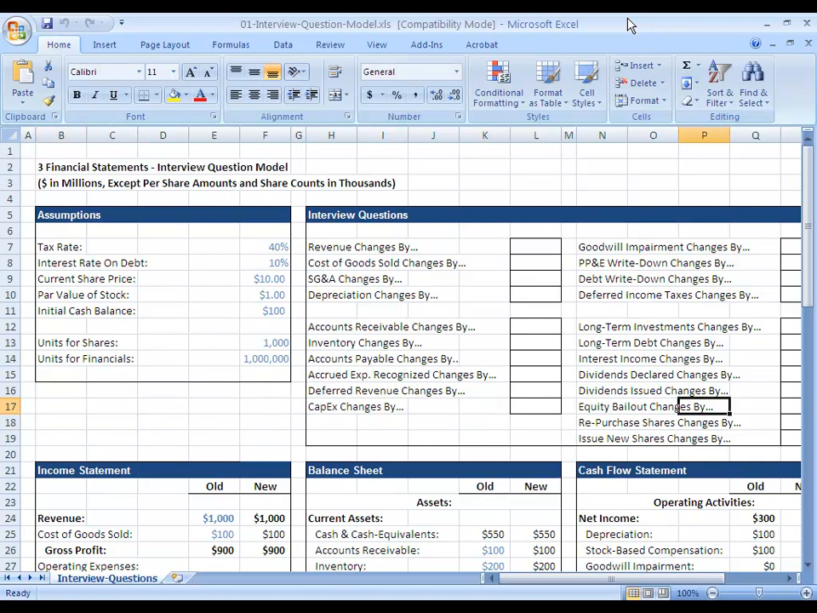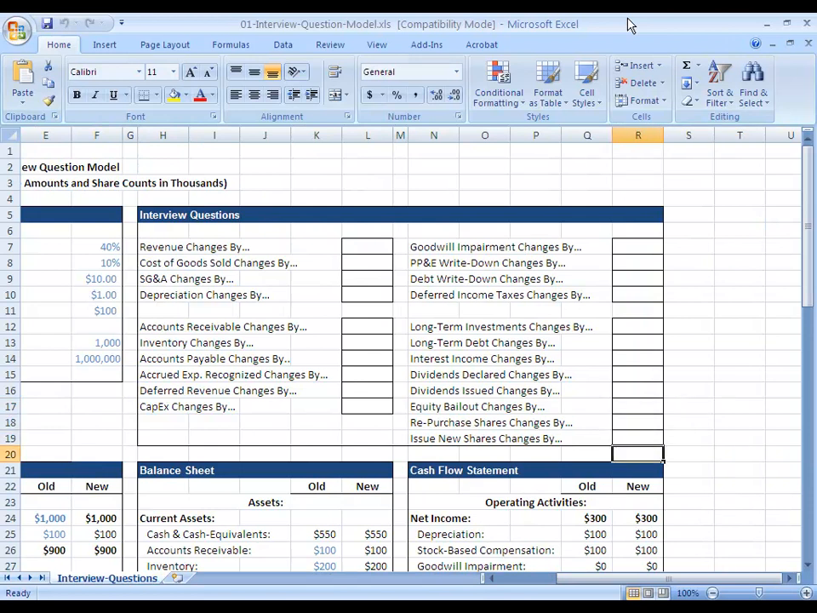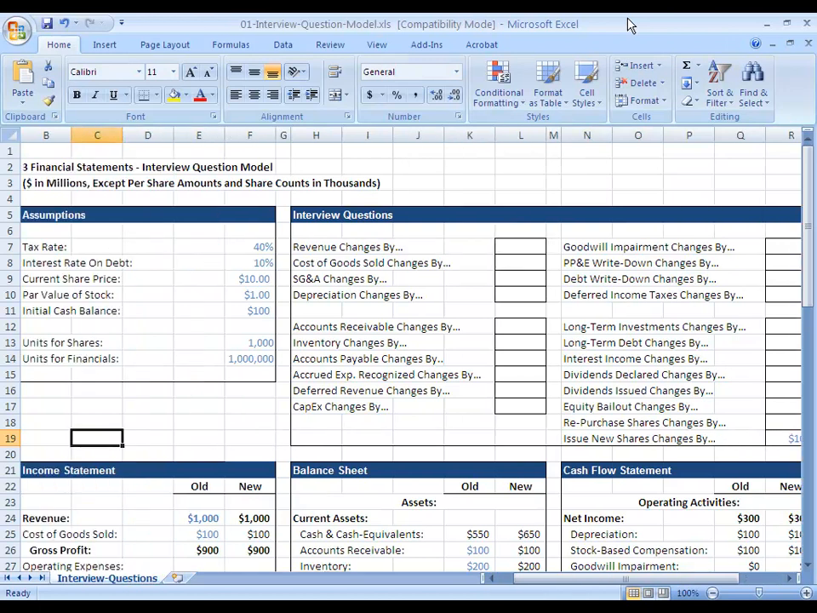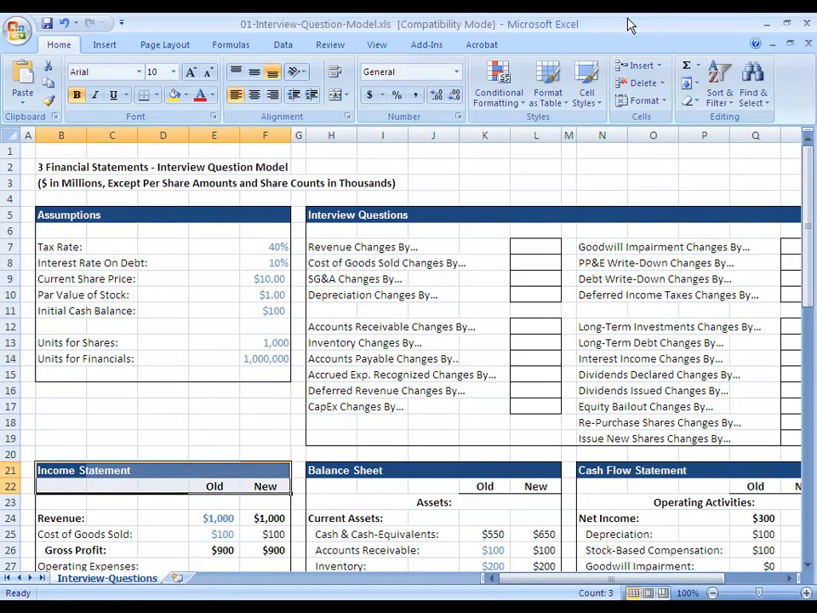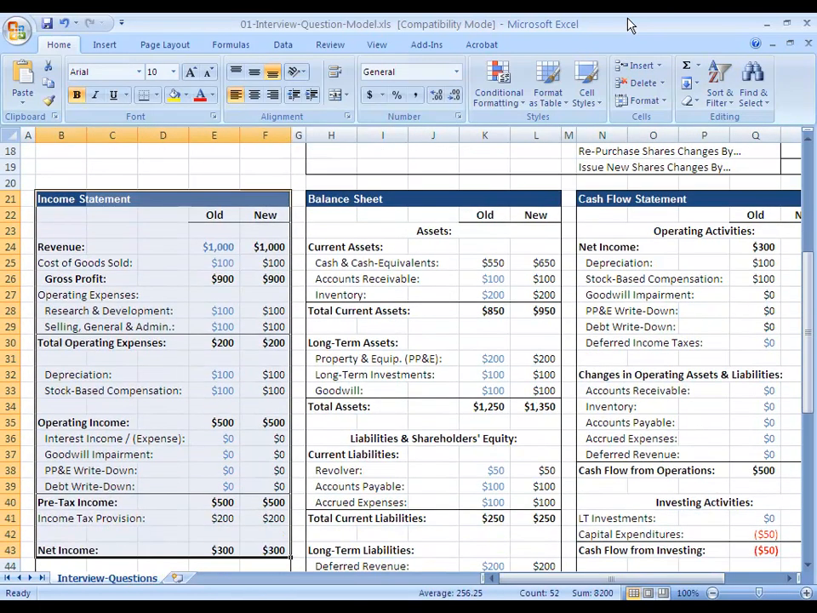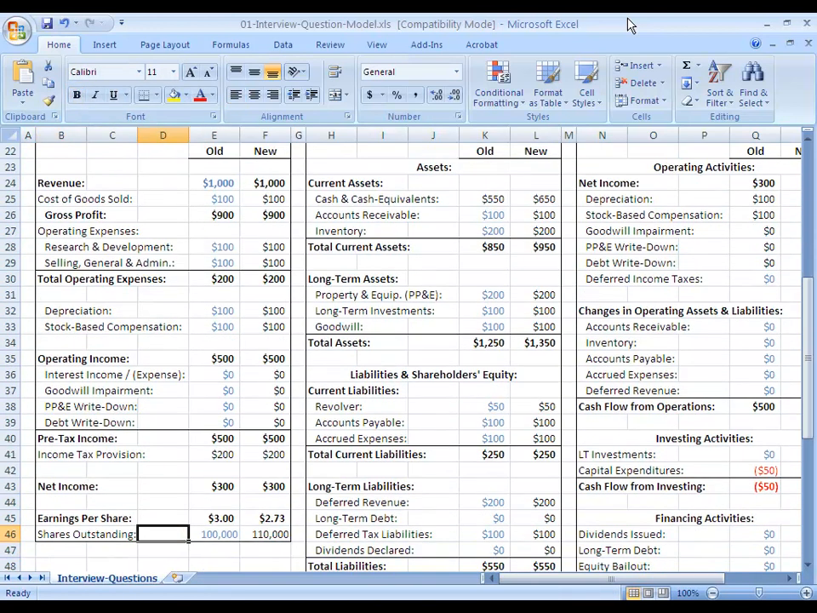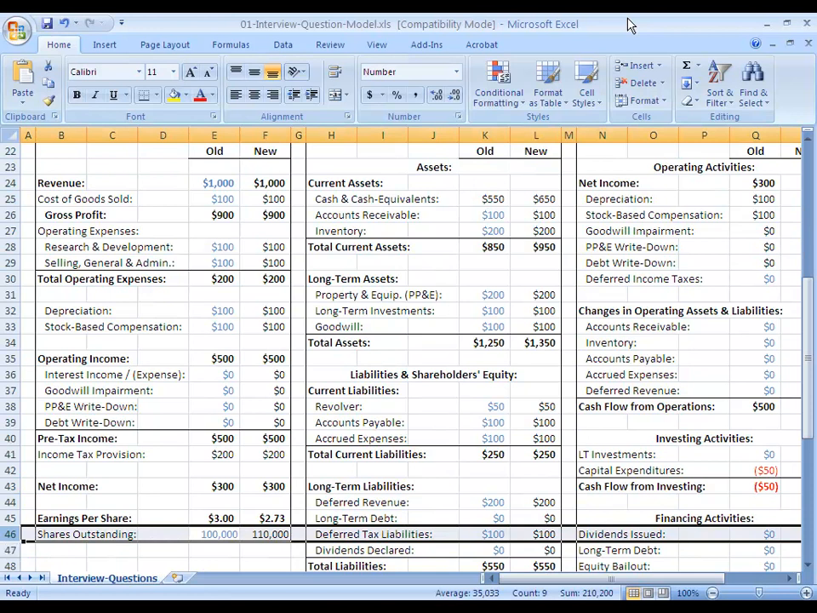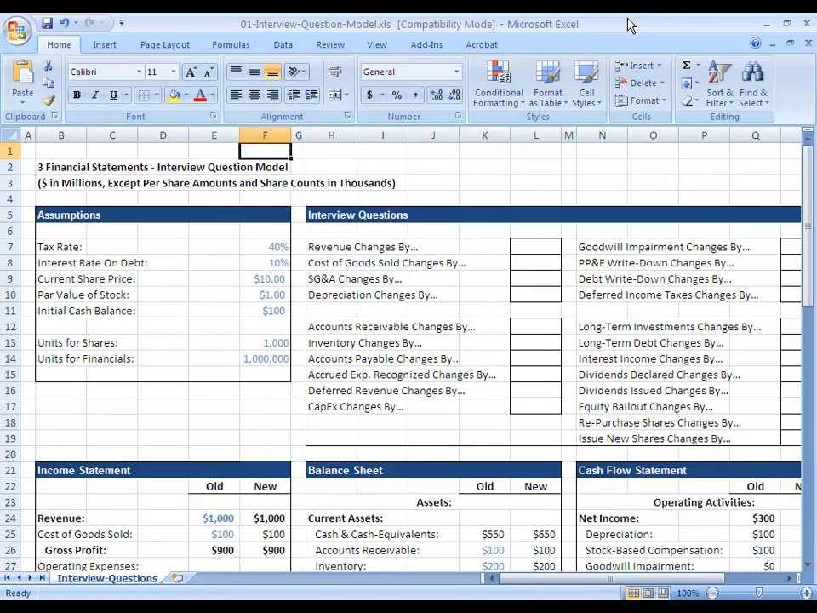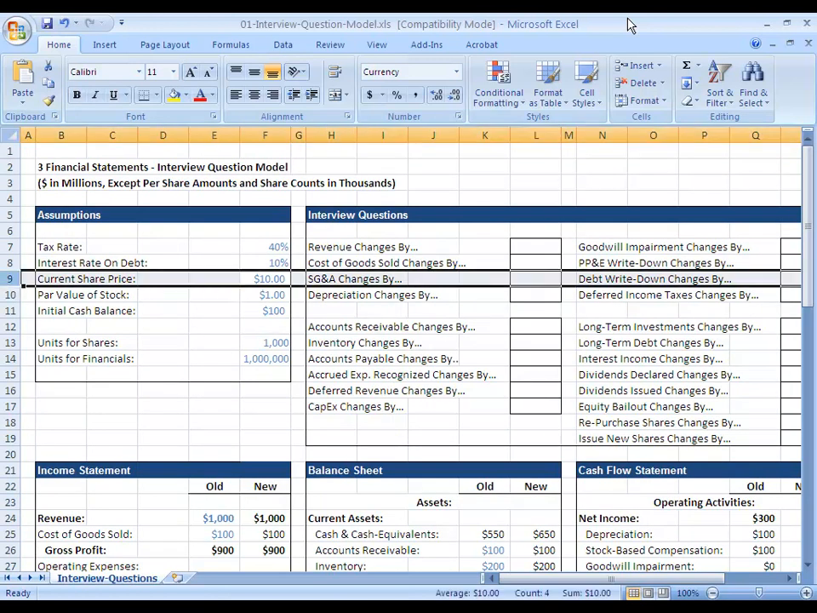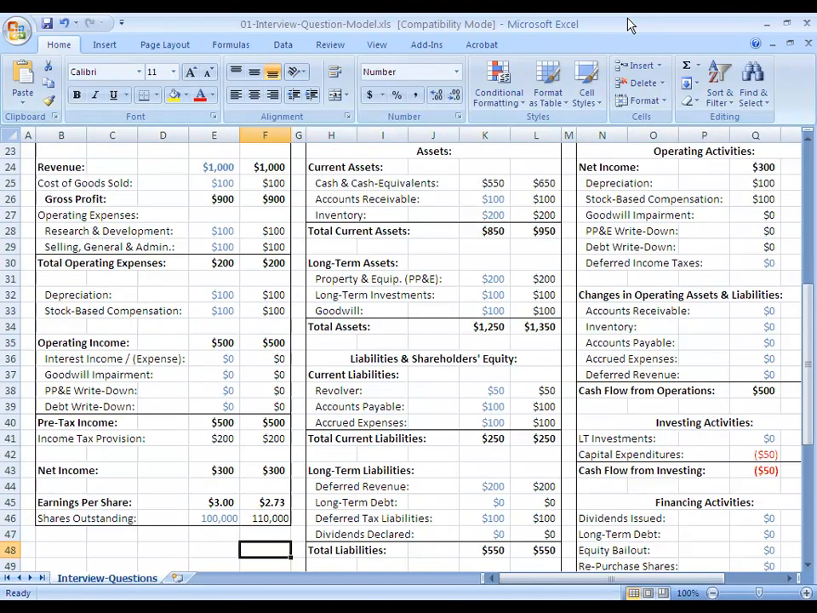Now to go into an example of how you do this, I'm going to go over here to the interview questions. I'm going to say 100 for issue new shares changes by. Let's start with the income statement. There are actually no changes to the income statement down to net income. All that changes here, and you don't even need to mention this in an interview, is that shares outstanding goes up by 10 million here. How do we know that it goes up by 10 million? Because we've issued 100 million worth of shares and the share price is $10 per share. 100 million divided by 10 equals 10 million. So that's how we know that we're issuing 10 million worth of shares outstanding here.